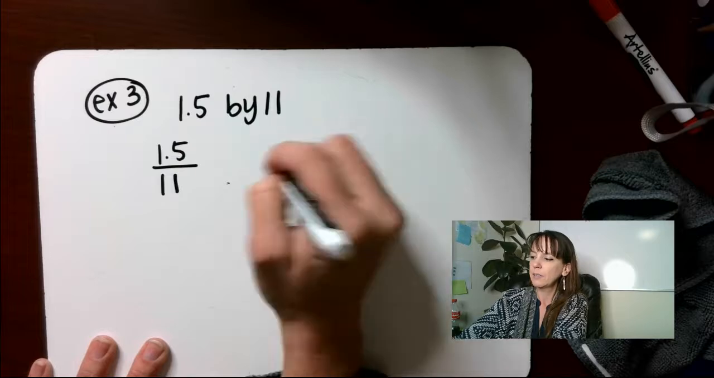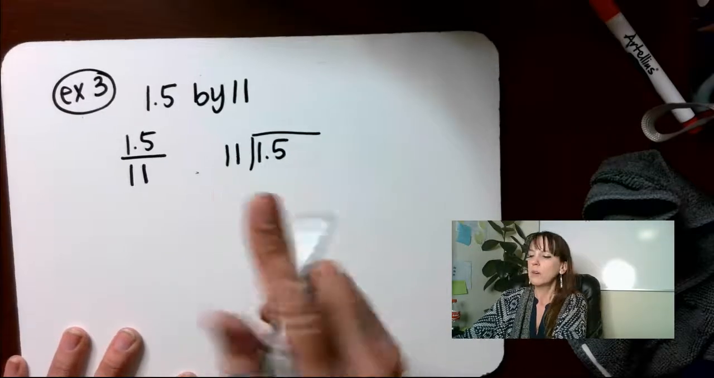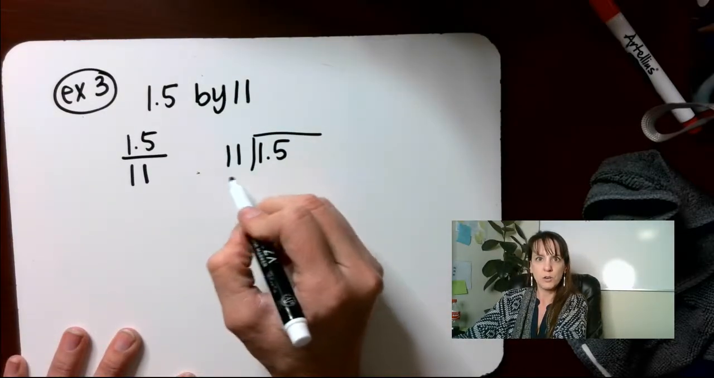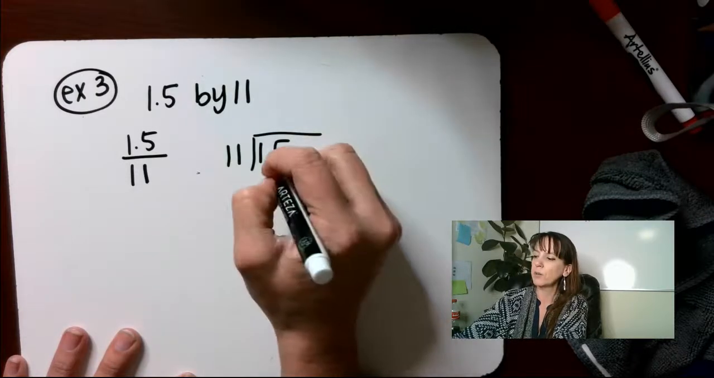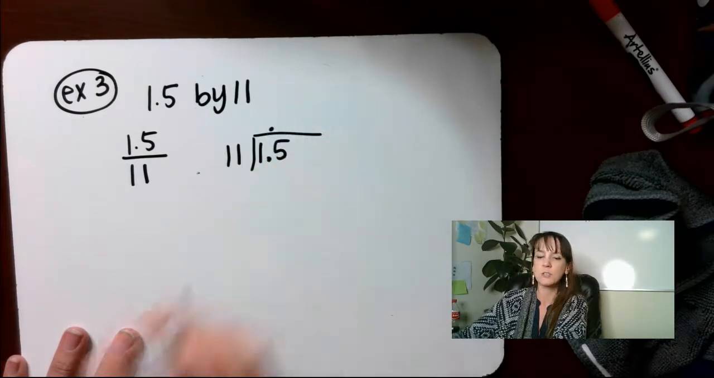1.5 over 11. Okay, so first things first, we make sure there are no decimals here. Bam, there are no decimals. Good. We're going to take this decimal and boost it up to here so that we don't forget about it.